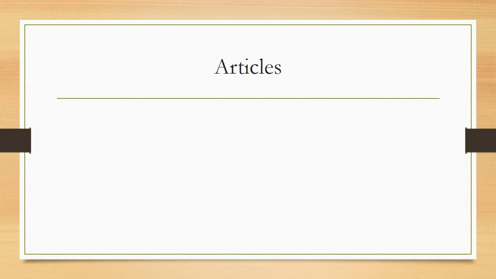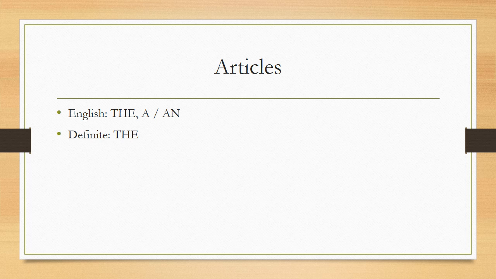Okay, articles. So what is an article? An article is a word that we have in English and in Spanish and in several other languages. It goes with a noun, so it's usually just a short word that goes with a noun. Our English articles are the, a, and an. Those are the three articles that we have in English.